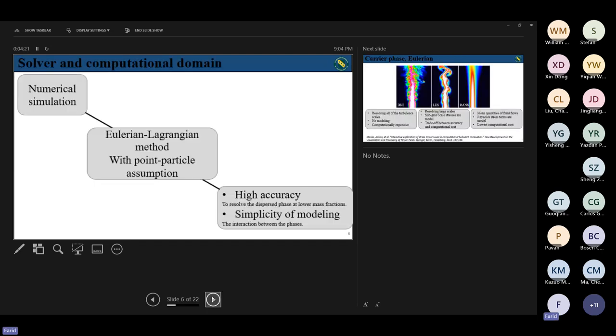So as I mentioned, this study is focused on numerical simulation. We are using the Eulerian Lagrangian approach with the point particle assumption. Basically, we are coupling the Eulerian equation of the fluid flow with Lagrangian particle tracking, which means we are tracking each individual particle in time and space. The advantage of this method is its high accuracy to resolve the dispersed phase at lower mass fraction and the simplicity of modeling the interaction between the two phases.